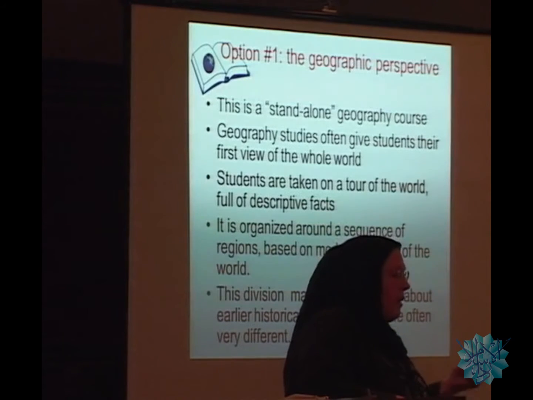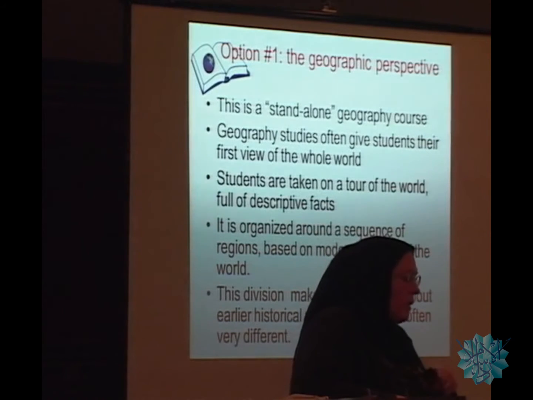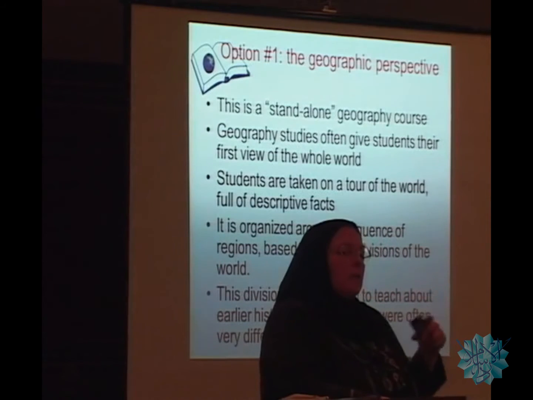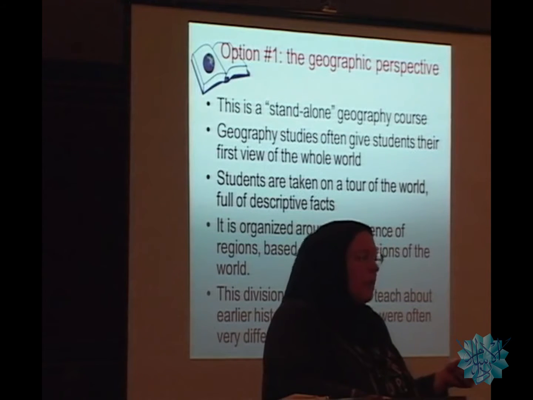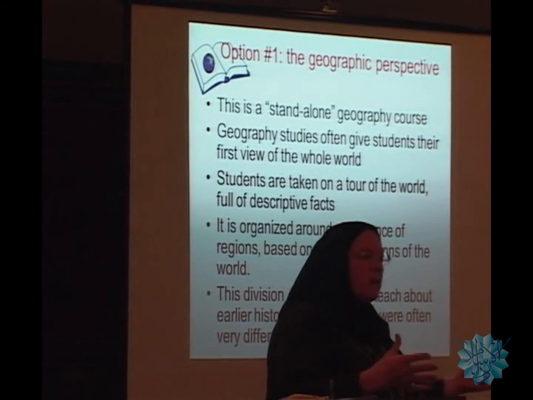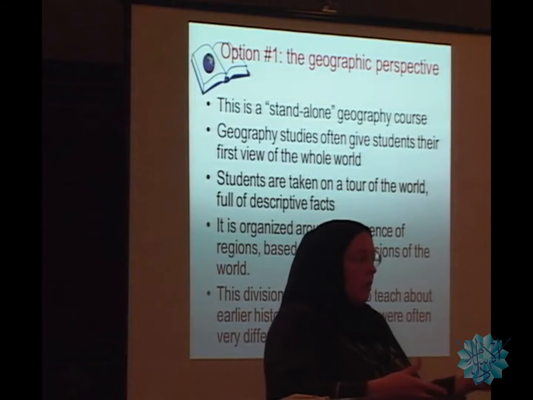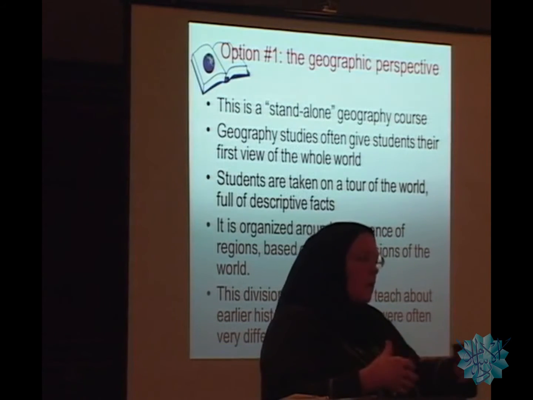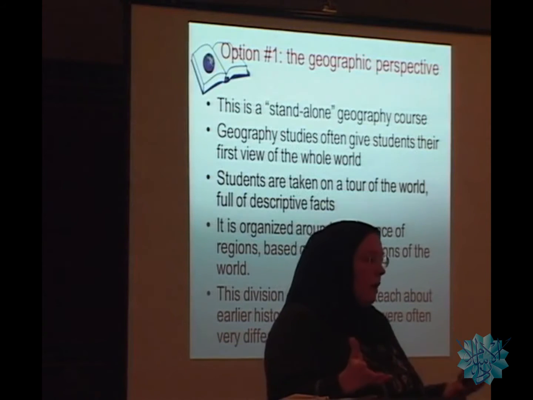But the most important thing about it is it's organized around a sequence of regions that are based on modern divisions of the world. And even the good people who put together the national geography standards realize that regions change over time. One of the main concepts in the geography set of skills is to understand that regions are created by people and they change over time.